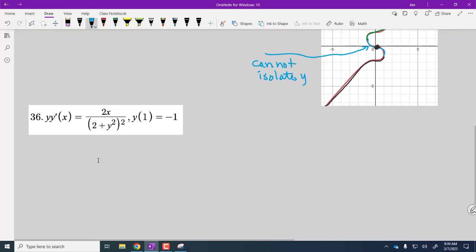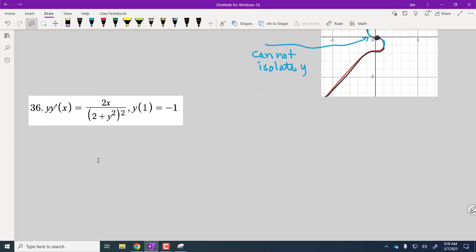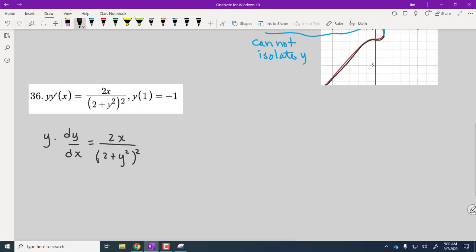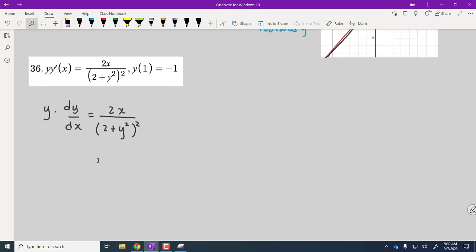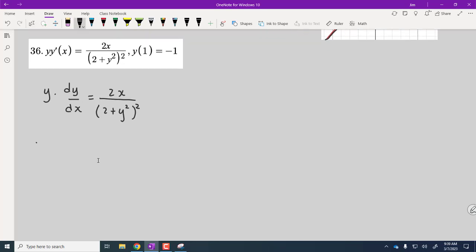So let's take another one. Again, we have something presented to us in prime notation. We're going to switch it over to differential notation right out of the gate. That's the only way we can separate, is to turn it into differential notation and then put the y's on the left and the x's or t's or whatever the independent variable is on the right, in this case x's.